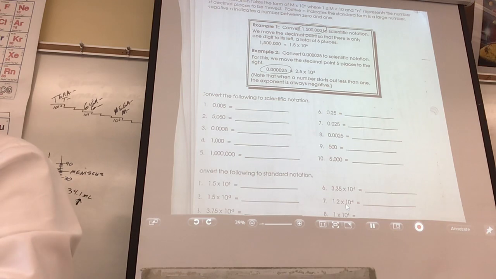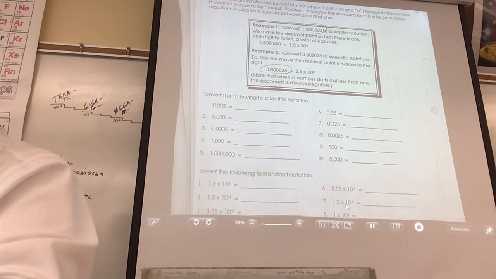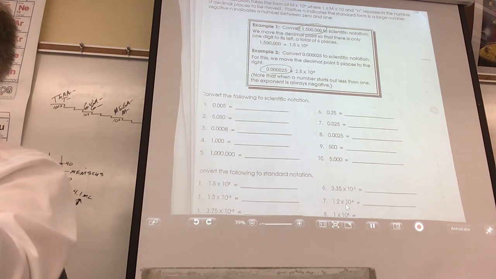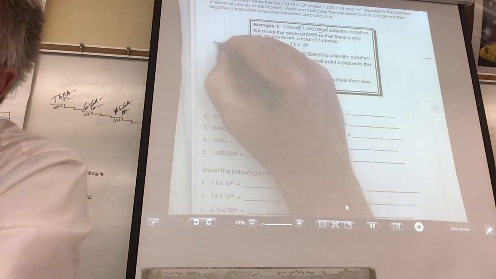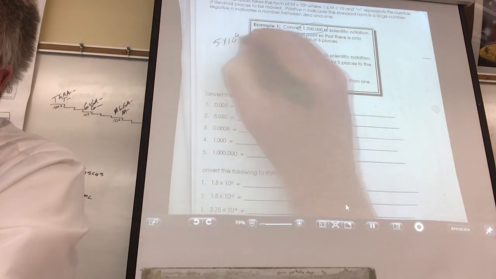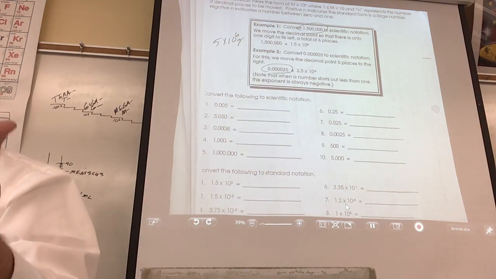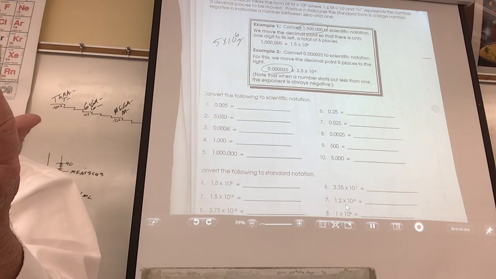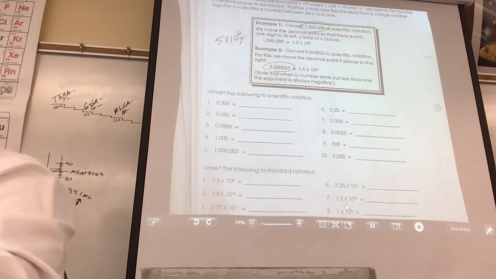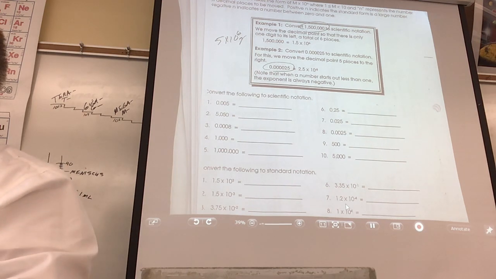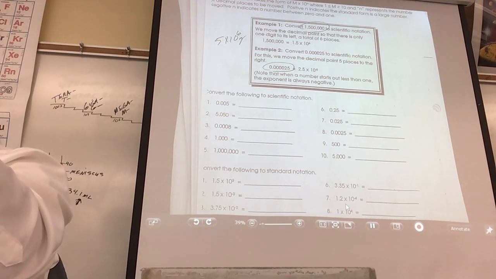So scientists said, why don't we have a way to represent any number in a scientific notation form so you can quickly look at it and tell what it is. Here's one. What do you think? Is that a lot or not? It's 5 what? That's 5 million. See how fast that was?